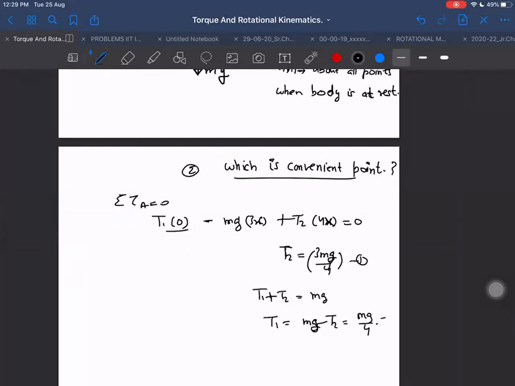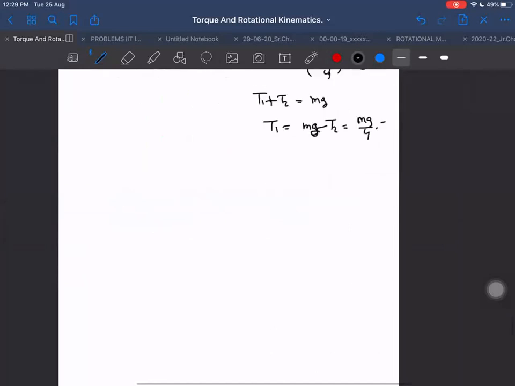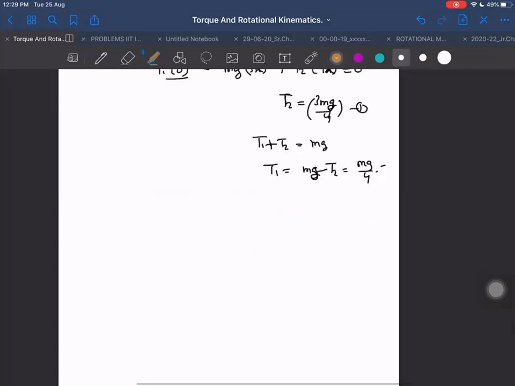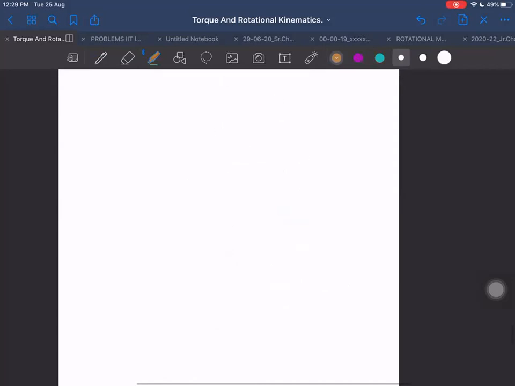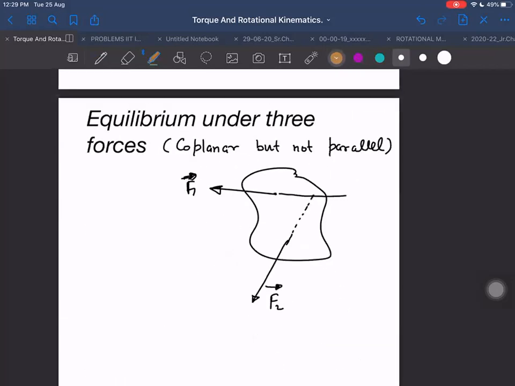So see, is it becoming easy that way or not? So which is the convenient point? Again, question: which is the convenient point? Do you remember this thing or not? That point is convenient which can make the torques 0 due to some tensions, or due to some other force. Then we can get the answer quickly. Now I will check you. Okay, one more thing here.